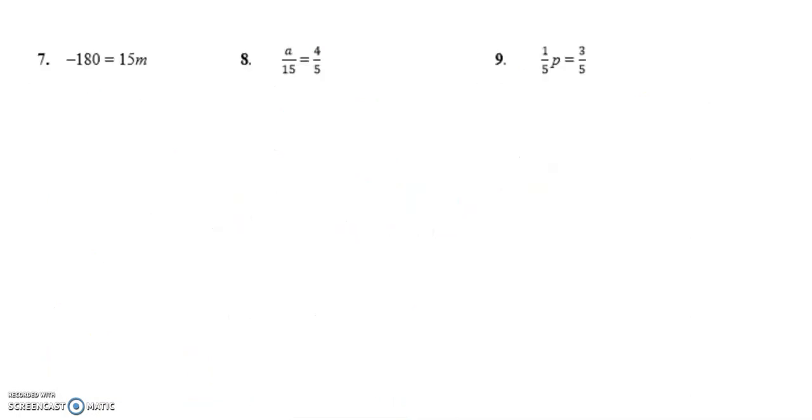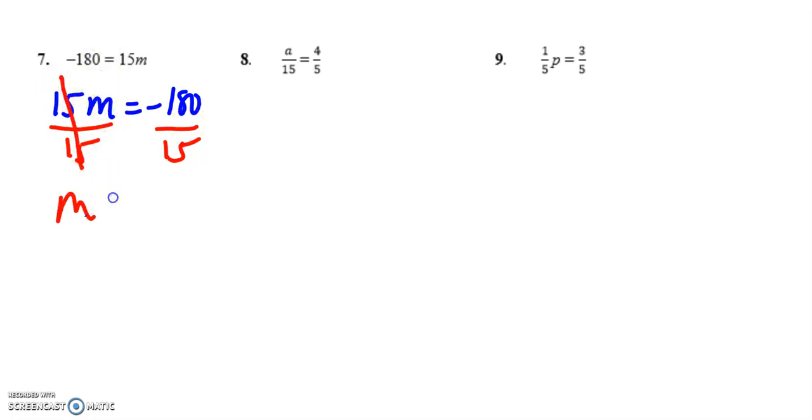Number 7. If you're annoyed with the variable being on the other side, you definitely can switch this around. You could change it to be 15m equals negative 180 if you'd like, and then the problem reminds me of the previous one, that if your goal is to get m by itself, you're going to isolate the variable by dividing by 15, because we're currently multiplying. So m would become negative 180 divided by 15. Negative divided by positive is a negative. 180 divided by 15 is 12. So my answer is negative 12.